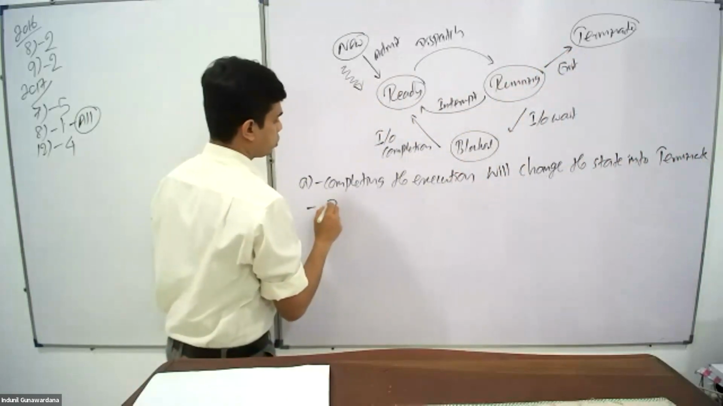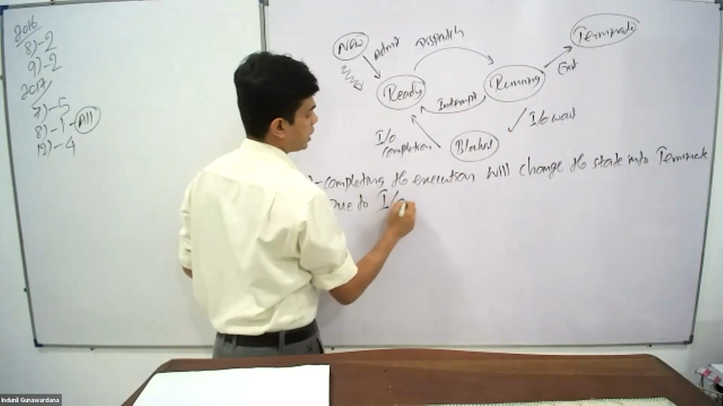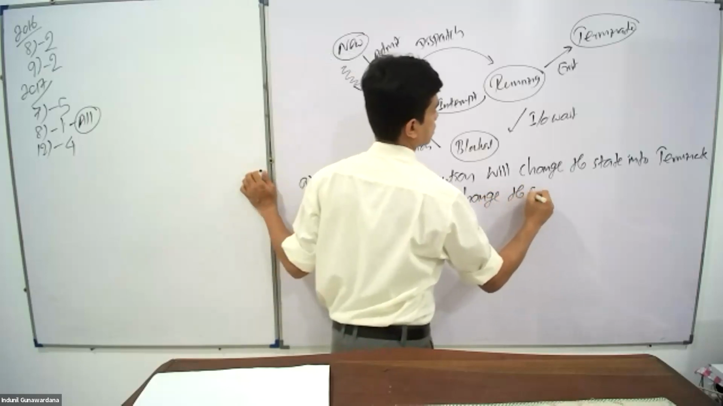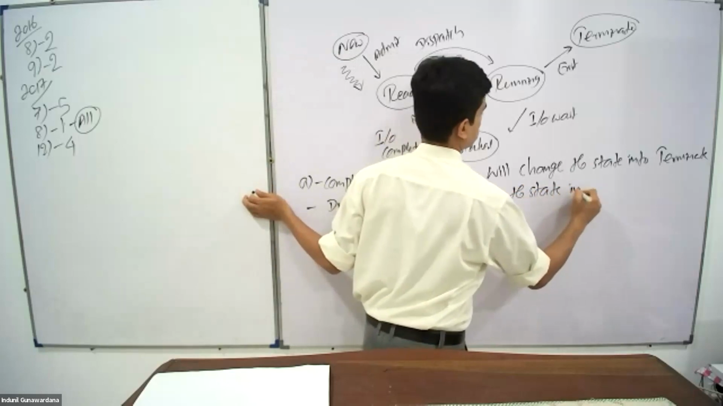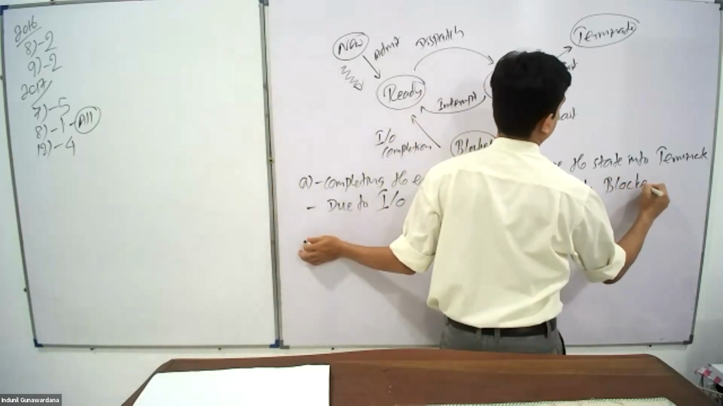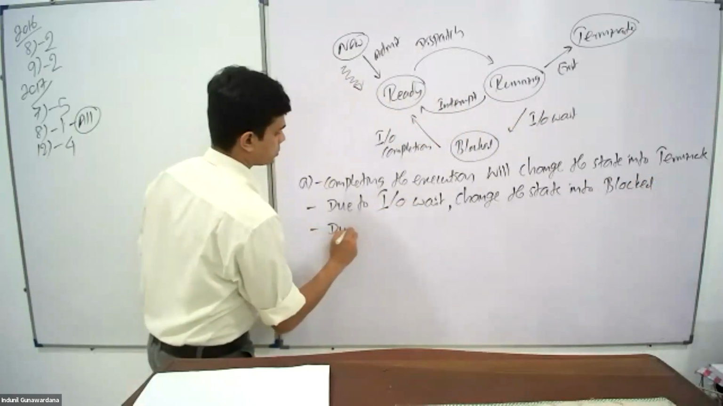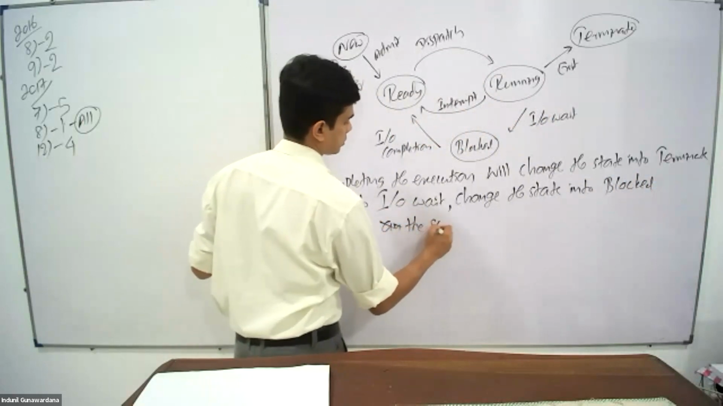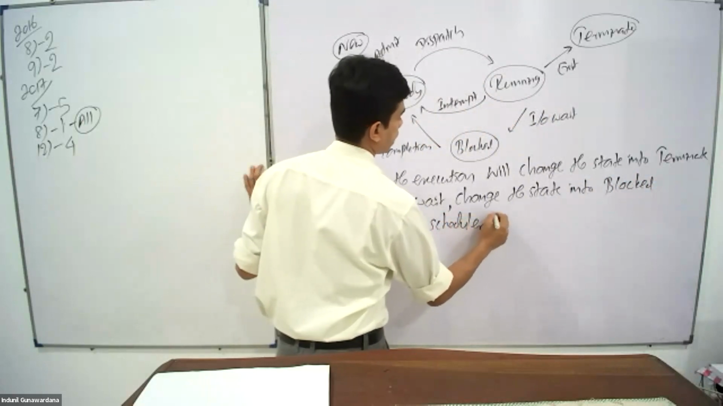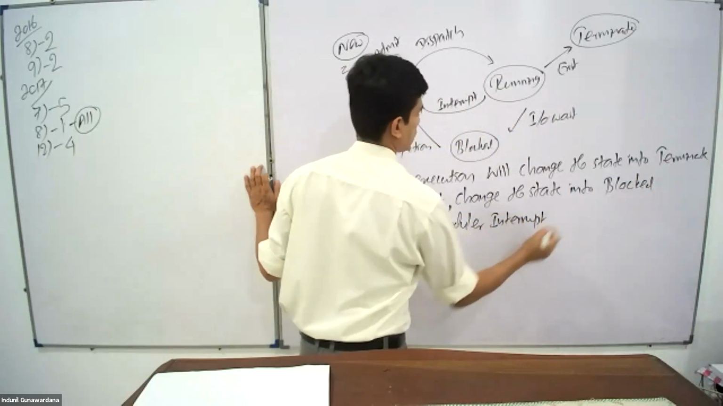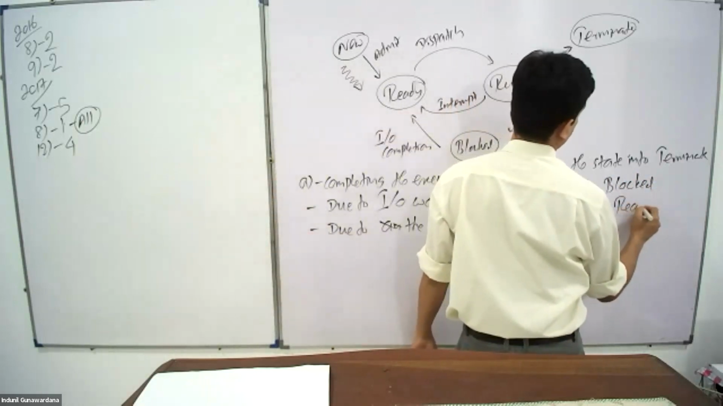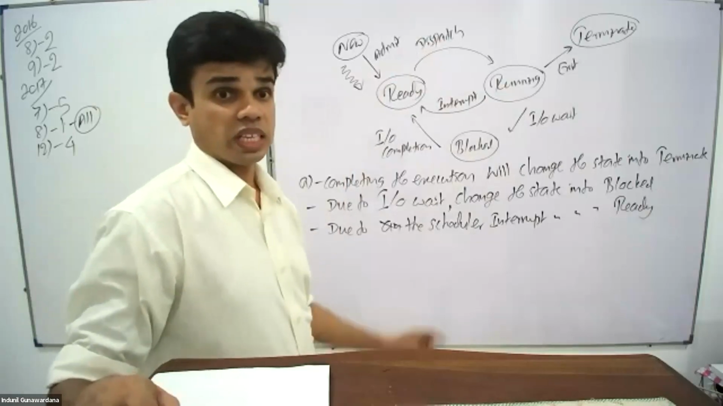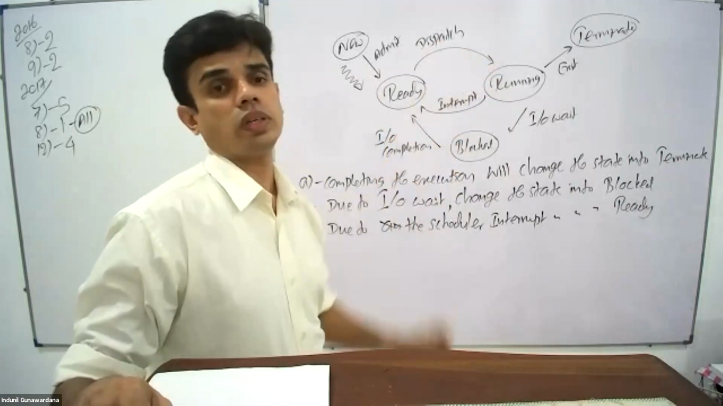Then the other one, due to IO wait, input output wait, change the state into blocked. Alright. Next one, due to an interrupt, due to the scheduler interrupt, change the state into ready. So still based on the 5 state or 7 state diagram. What are the events to change the state running of a state diagram?